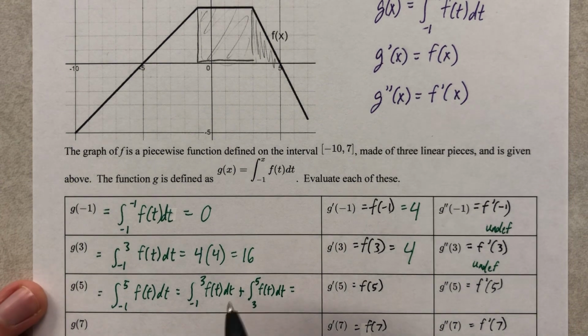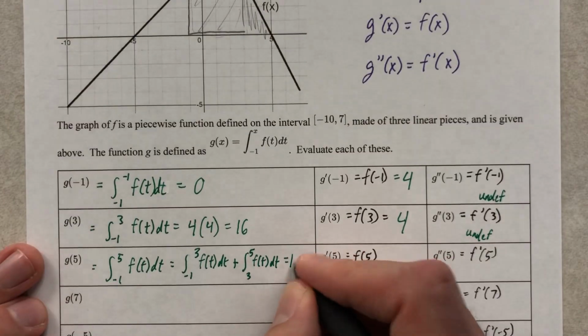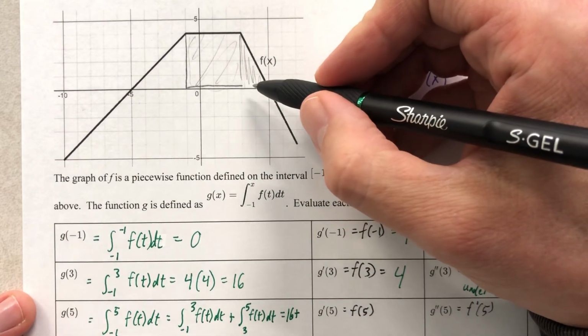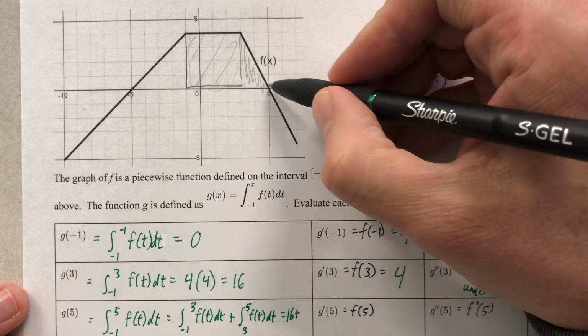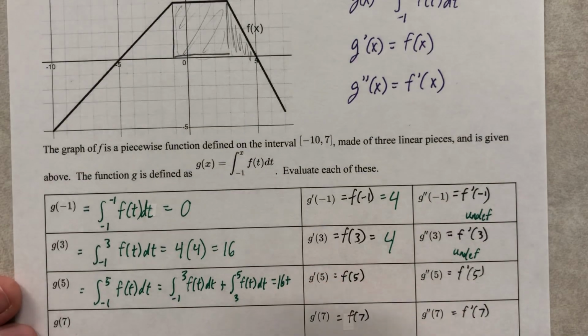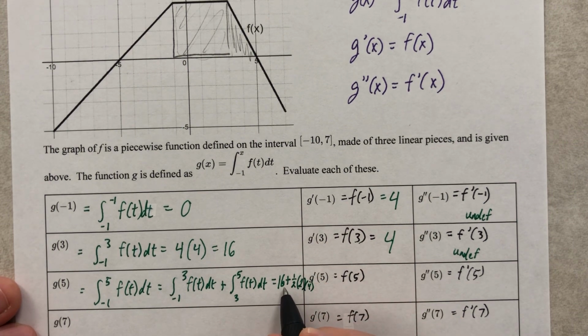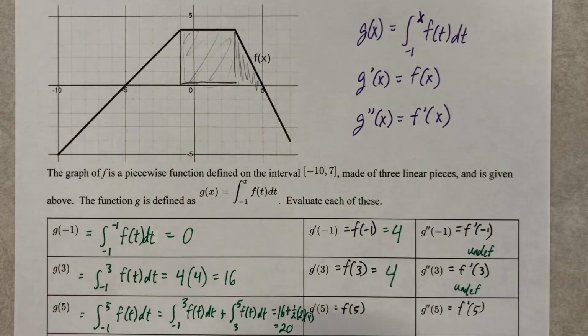And let's keep moving. Okay, negative 1 to 3, we already know that one. That area was 16. And we're going to add to it the area from 3 to 5. We'll just do a triangle that is 2 by 4. So, 1/2, 2 times 4. So I'm going to have 16 plus 4. So I'm going to have 20 right here. This area that I've shaded from negative 1 to 5 is 20.